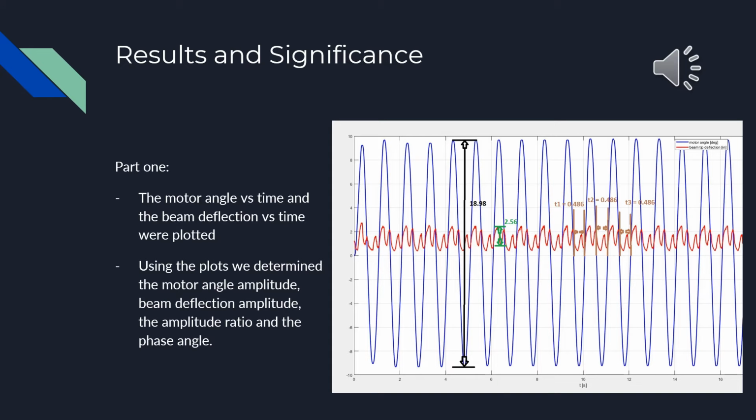For the first part of the results, we made a plot of the motor angle versus time along with the beam deflection versus time on the same plot for the 6 tests that we did. For each test, we determined the motor angle amplitude, beam deflection amplitude, amplitude ratio, and the phase angle. The phase angle was calculated using the sinusoidal forcing method at specific frequencies, and it was also calculated using the zero crossing time between the input and the output.